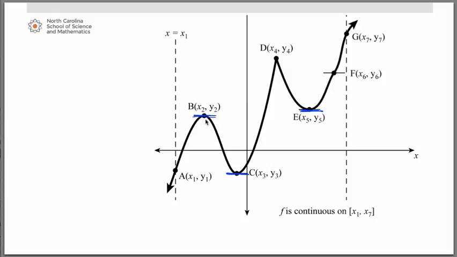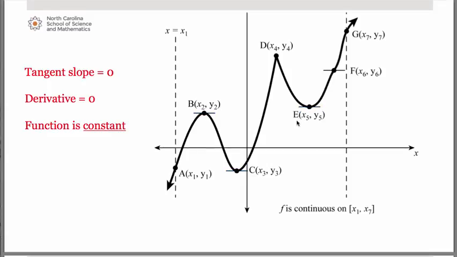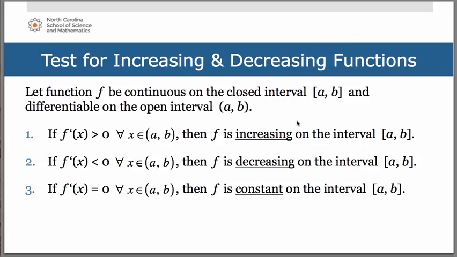So if you consider points B, C, and E, it's at these locations the tangent line has a slope of 0, meaning it's a horizontal tangent line. Therefore, where the tangent slope is 0, the derivative is 0, and the function at those locations is constant. It is not changing. So what can we do with this information then? It leads us to the test for increasing and decreasing functions.